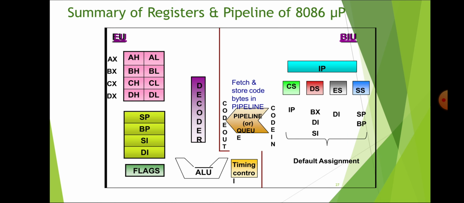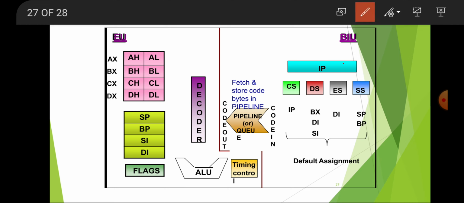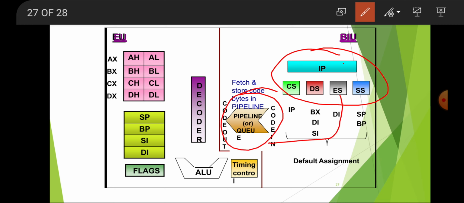Now I will give the summary of the registers and pipeline of the 8086 microprocessor. This video will become very lengthy, almost half an hour, so I will give a short summary of the execution unit. In the BIU, the address of the instruction is generated, and when you fetch that instruction, it goes to the queue. The 6-byte queue is nothing but the pipelining.